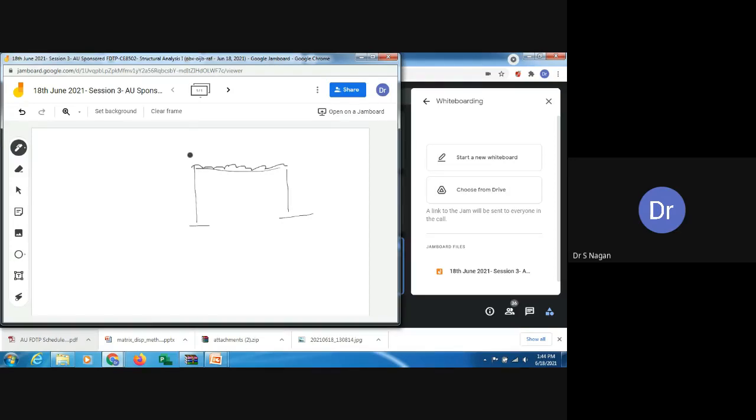So here I will be marking one external joint moment and rotation. So this will be my P1, X1. Here this will be continuous. So here I will be having one rotation. So this will be my P2, X2. This is the PX diagram in case of a portal frame.